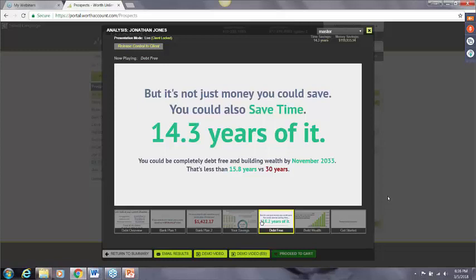We already know what those numbers look like. I want you to think for a moment, if that debt was no longer on the table, how would that improve your current standard of living? You could be completely debt-free and building wealth by November 2033. That's less than 15.8 years versus the 30 years that you had originally coming into this equation. So with each one of these sections, when you go over it with the client, take the time to help them understand.